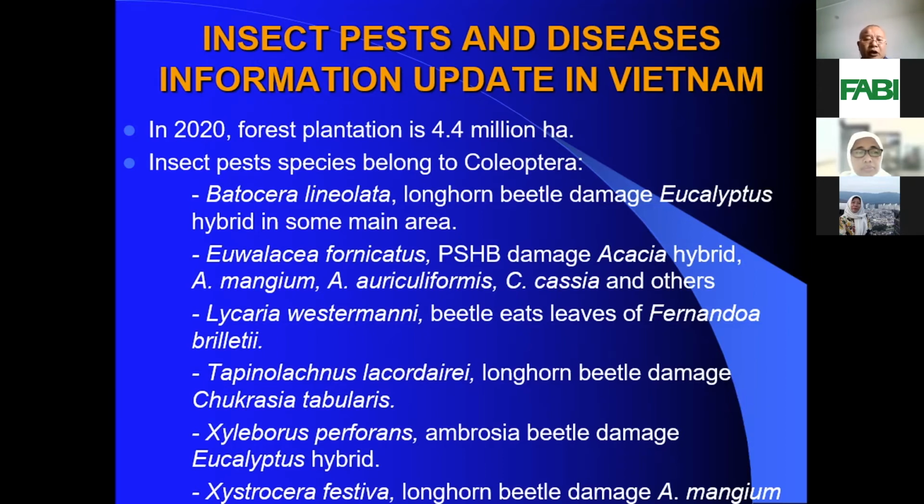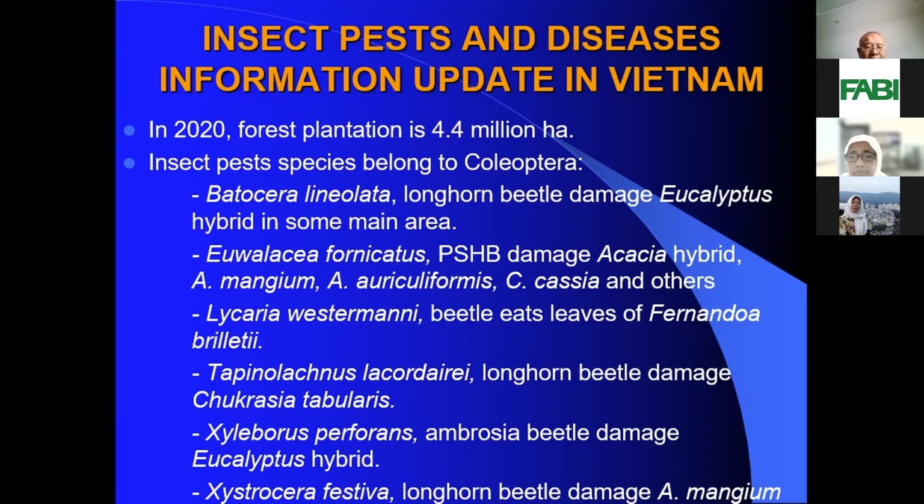Another polyphagous shot hole borer is Euwallacea fornicatus, damaging acacia hybrid, Acacia mangium, Acacia auriculiformis, and Cinnamomum cassia. Another beetle is Lycaria westermanni. The beetle also attacks leaves of the native tree Fernandoa brilletii. Another longhorn beetle, a Lacodare longhorn beetle, damages Chukrasia tabularis. Chukrasia tabularis is a native species in Vietnam.